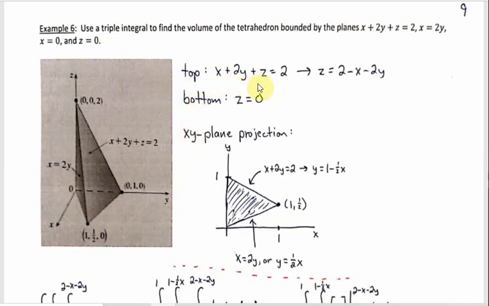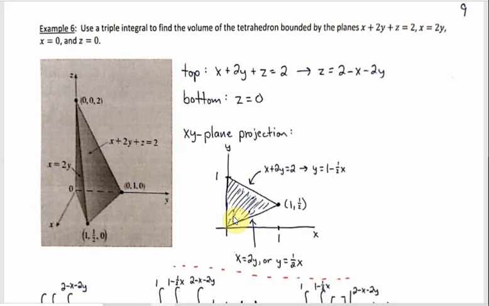So the top is x plus 2y plus z equals 2, or z equals 2 minus x minus 2y if solved for z. Bottom is z equals 0. And then you need the projection into the other two variables, the xy plane, and you can see it here. You'd have the origin, the point (1, 1/2), if you're just using x and y and ignoring z for now, and then the point (0, 1). Origin, (1, 1/2), (0, 1), and it's that triangle right there.